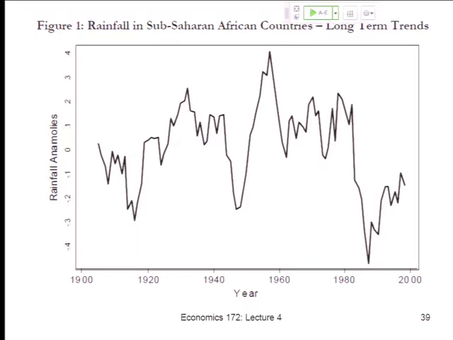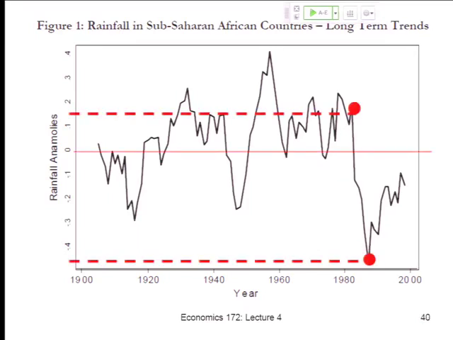So what do you see here immediately? If we put a couple lines in here, the thin line is 0. So this is about the average. It turns out that that period of pretty good growth in Africa in the 60s and 70s was a period where in most years rainfall was above average. And then in pretty much almost exactly 1980, there's this unbelievable drop in rainfall. I put the two red dots to sort of show you that change.